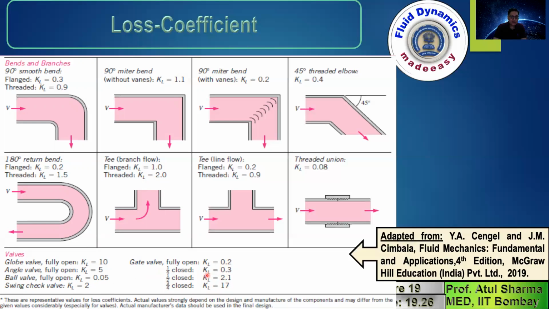So when you increase the closing, the loss coefficient you can see it increases from fully open, it is 0.2. When you have 3/4 closed, it increases up to 17.